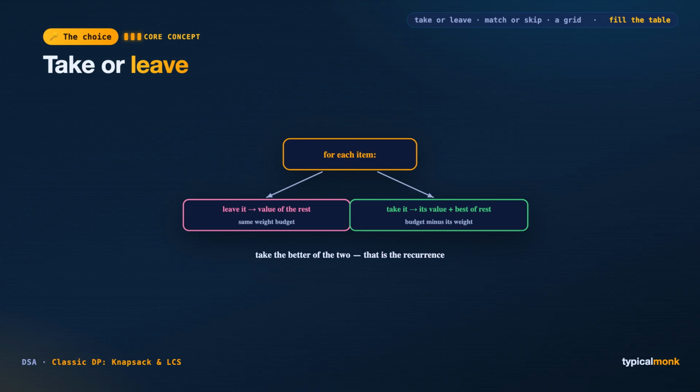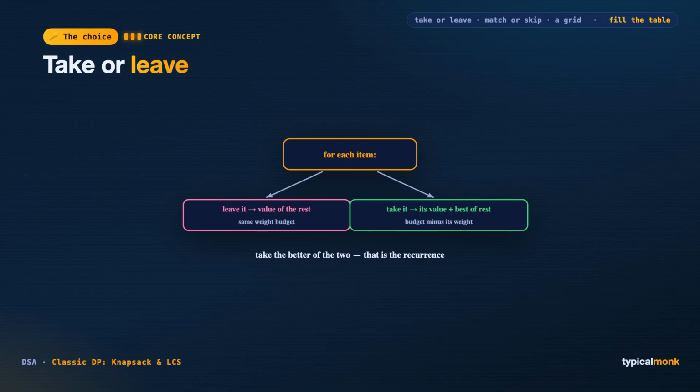The second choice, take the item, but only if it fits. If you take it, you gain its value immediately, but you use up some of your capacity equal to its weight. So the total is this item's value, plus the best value achievable from the remaining items with a reduced budget, the capacity minus this item's weight. Again, that best from the remaining items is a smaller knapsack subproblem.